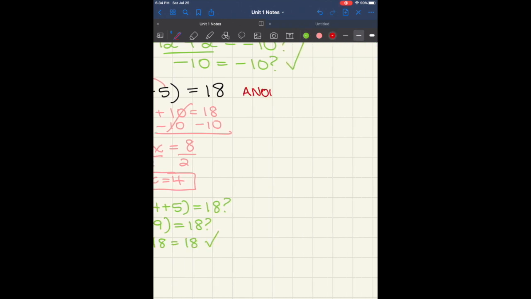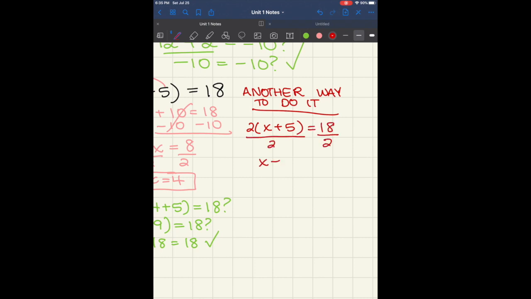So there's also another way to do this problem. It'll depend on your algebra teacher, which way they want you to do it, or just whichever way you're more comfortable with. So we could have divided both sides by that 2 first, taking into account that parentheses come last, which gives us x plus 5 equals 9. And then we still get x equals 4, which is the same answer. So both ways work.